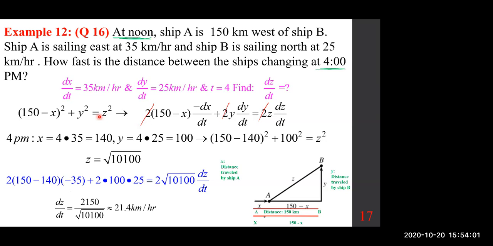So let's look at a different example. A lot of these examples, you really have to spend a lot more time later on to really get comfortable with the concept.